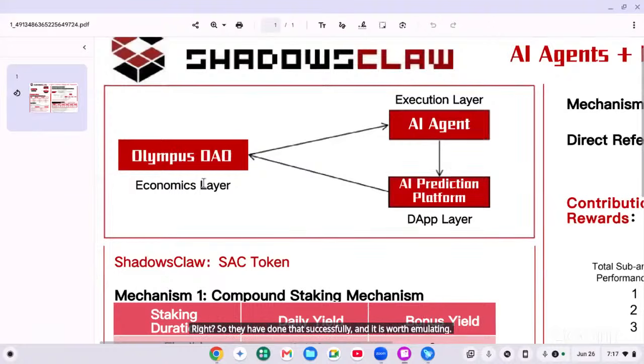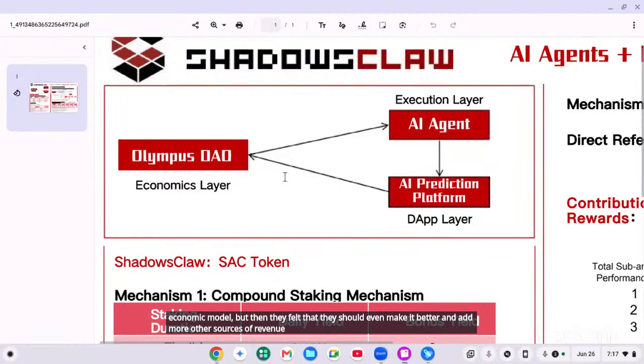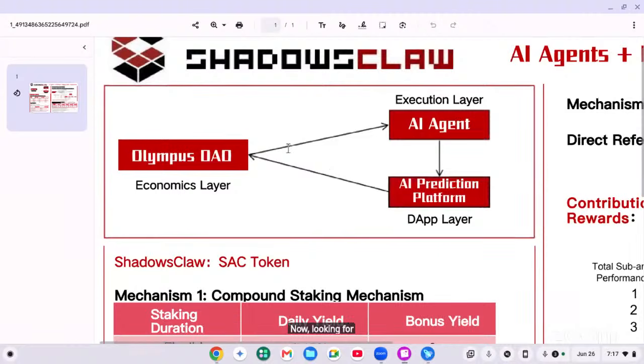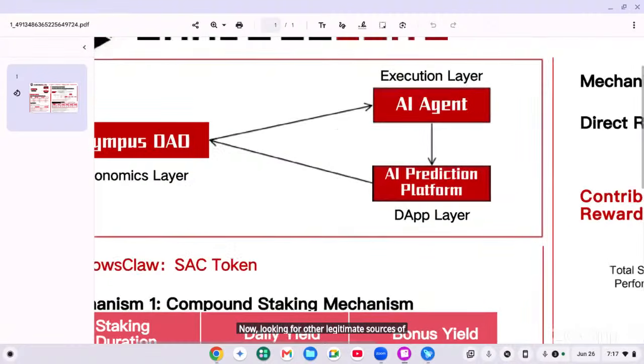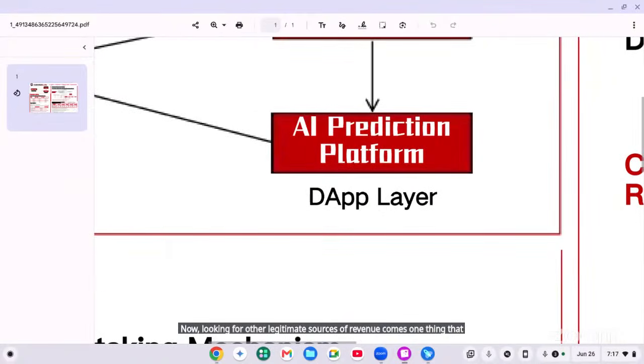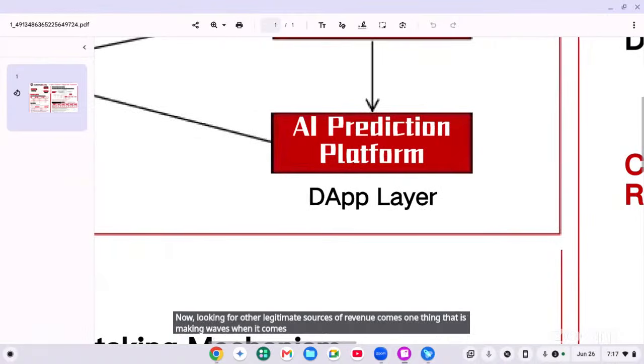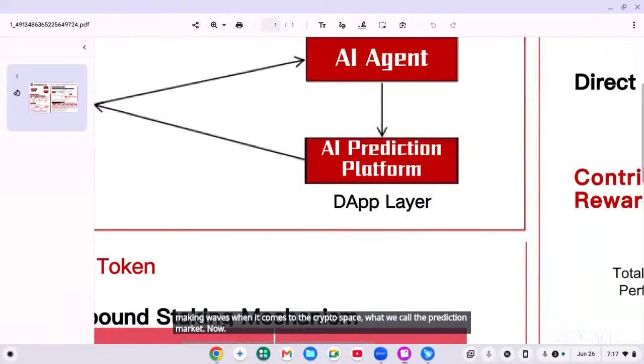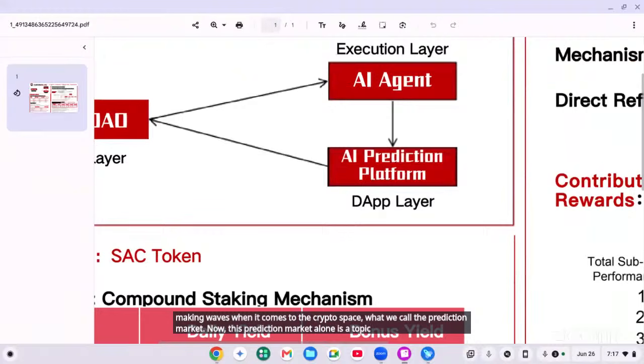Now, having said this, Shadow's Claw adopted that as their economic layer, or their economic model. But then they felt that they should make it even better and add other sources of revenue to what they have here. So now, looking for other legitimate sources of revenue comes one thing that is making waves in the crypto space, what we call the prediction market. Now, this prediction market alone is a topic we can discuss for a whole day.